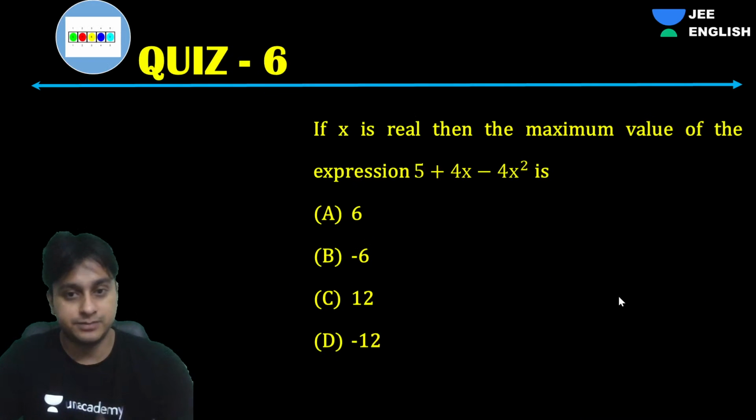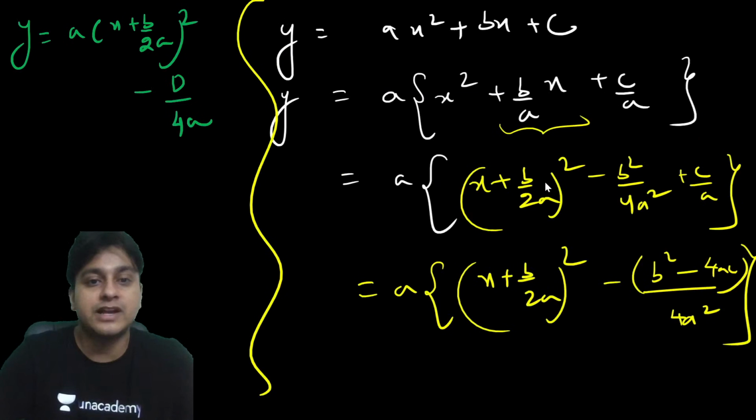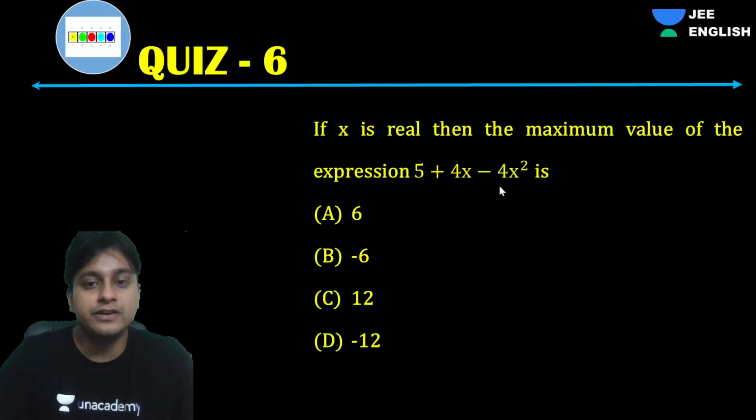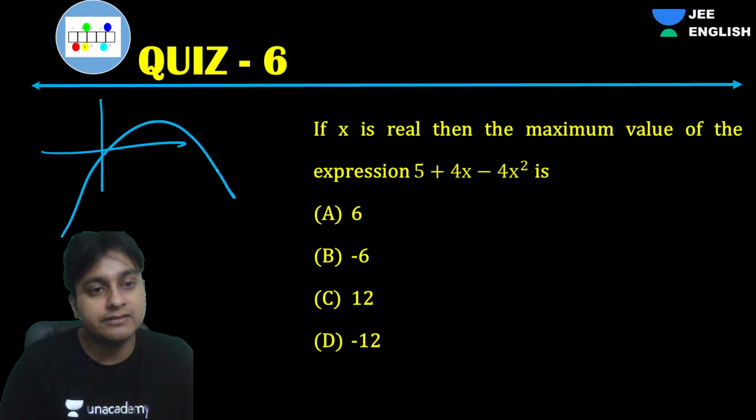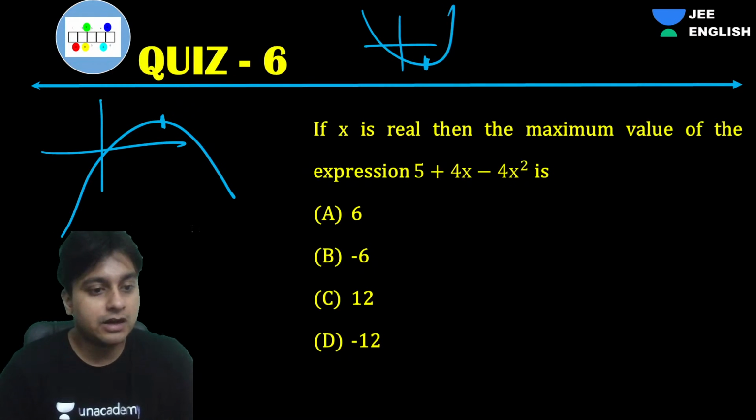Shifting of graph concept. So guys, similarly here they are asking the minimum value, maximum value. Obviously, if it is a downward facing parabola, you'll be getting the maximum value. If it is an upward facing parabola, you'll be getting the minimum value. Isn't it? Sorry, the downward will have the maximum and the upward will have the minimum value. So let's see how we can do this.